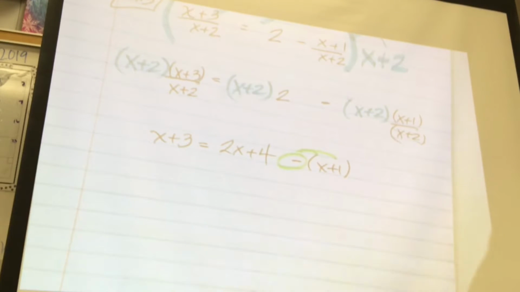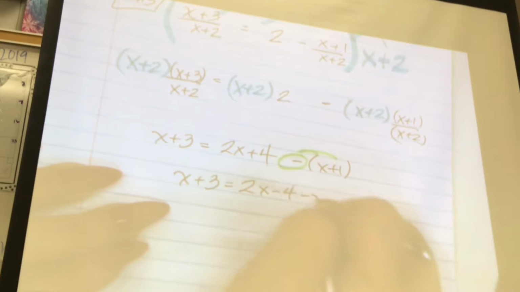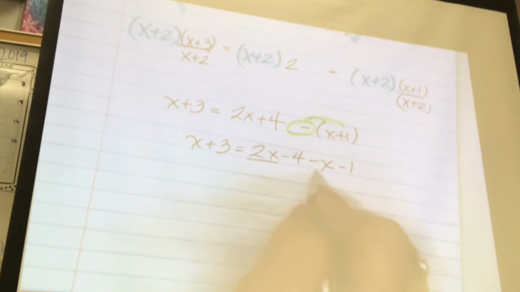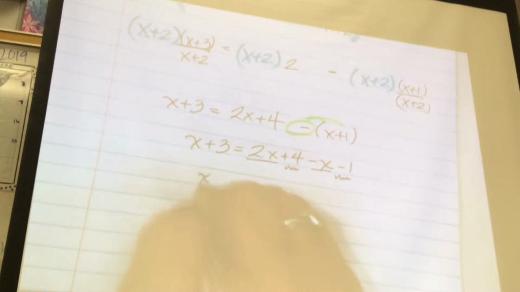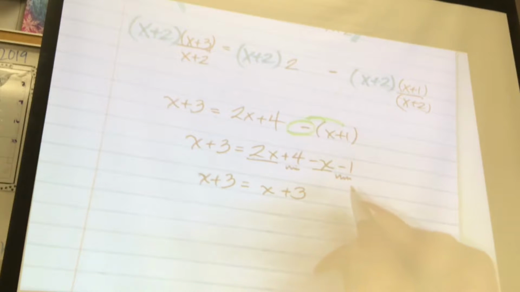That's good. Alright, so I have x plus 3 equals 2x minus 4 minus x minus 1. Combine like terms, we got a 2x and a minus x. We got a negative 4 and a negative 1. So I have x plus 3 equals 2x minus x, which is just x, and then negative 4 and negative 1, which is negative 5... wait, positive 3? X plus 3 equals x plus 3?